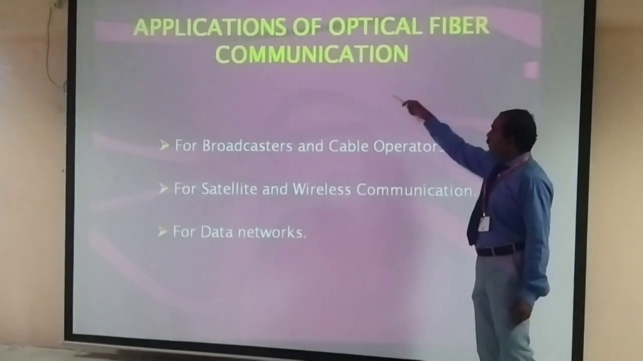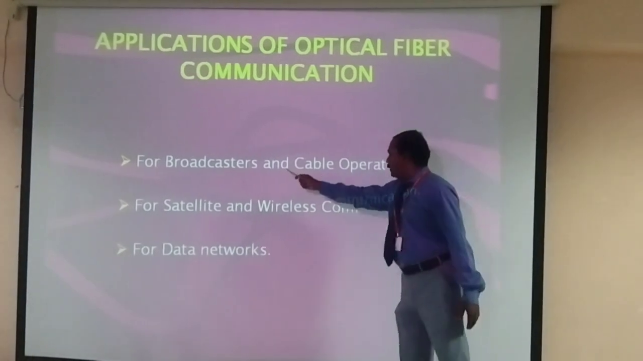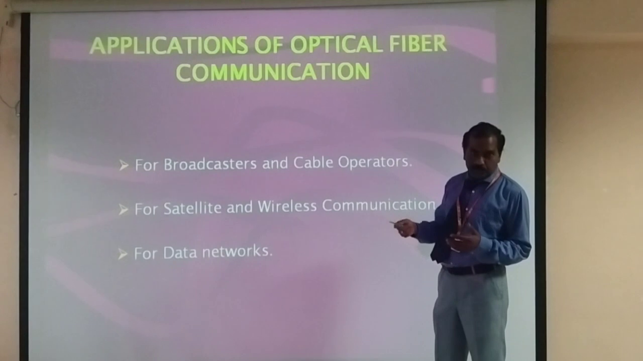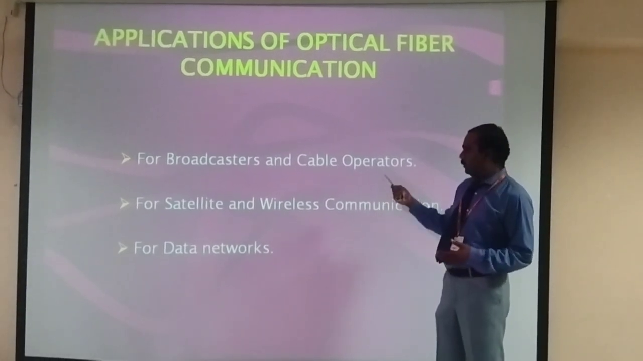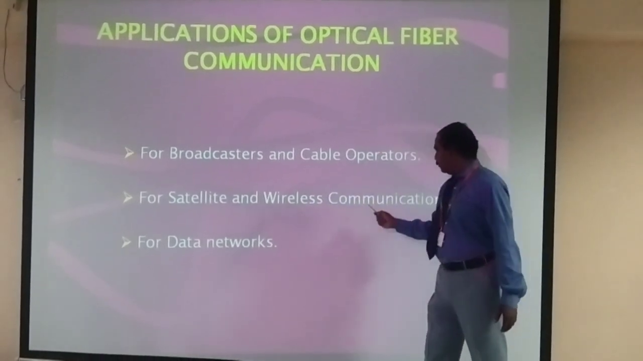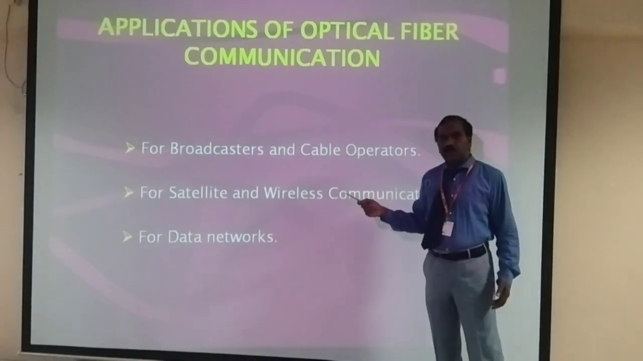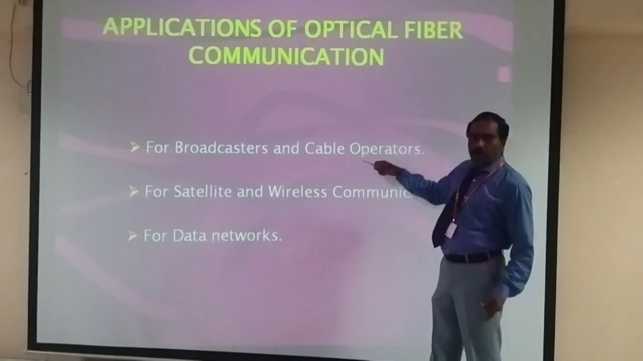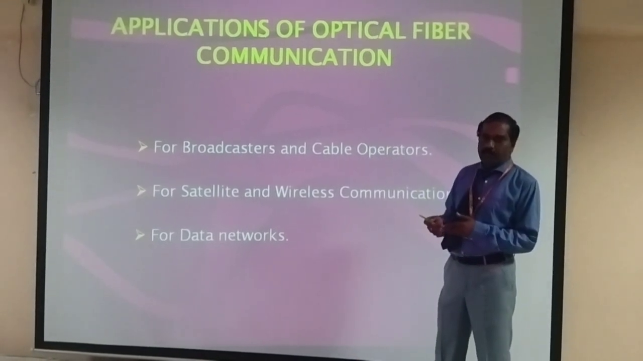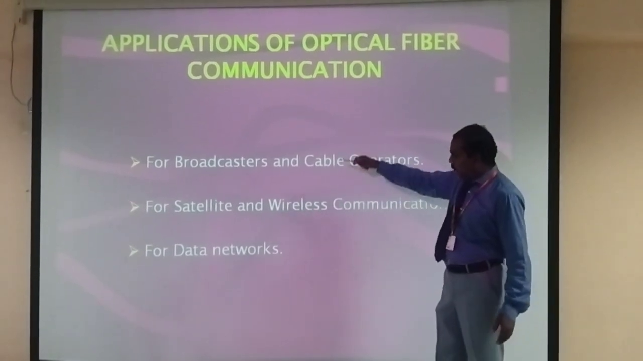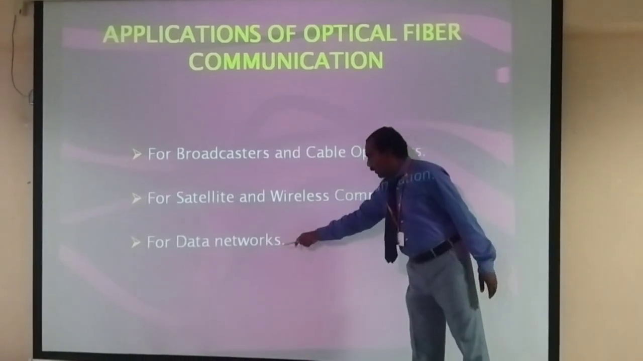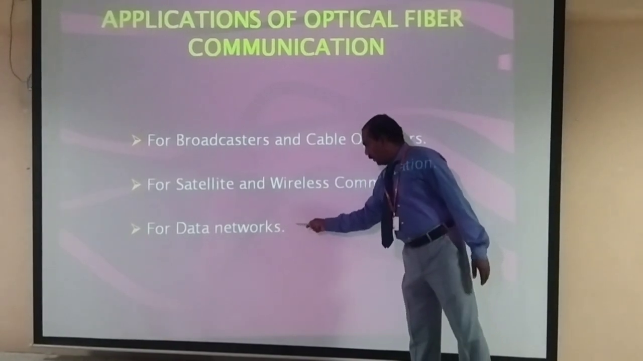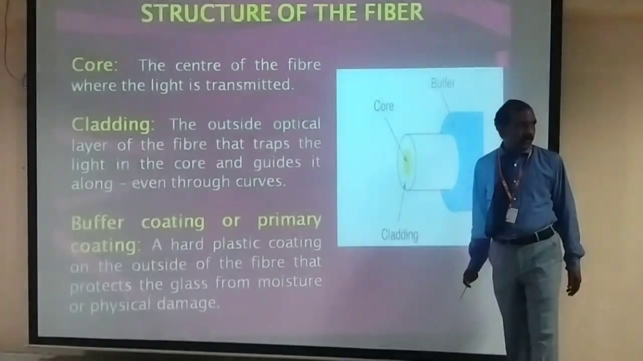So next, this is another general application. Broadcasters and cable operators mostly use all kinds of connectors and splices everywhere to transmit the signal. For satellite and wireless communication, nowadays we use different types of connectors, such as FDDI, fiber distributed data interface. It has a 100 megabits per second data rate. So those kinds of connectors are also widely used. Data network systems are widely used for wide band communication systems.